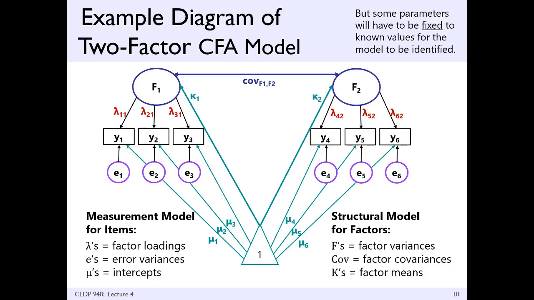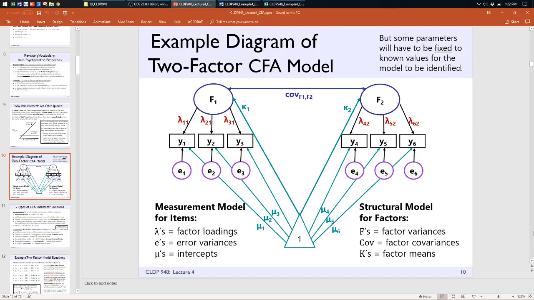I want to make sure the arrows go down into the boxes, because the trait causes the answers to the questions. And then we have the error variances indicated by these circles here, meaning they are estimated things, just like the variance of the trait is estimated. And then on the structural side, that's factor things. Those are your factor means, factor variances, factor covariances. So we have to find some way of figuring out all of those different things at the same time, and to do that we have to nail them down, and that's known as identification. So that's where we were talking about last time.